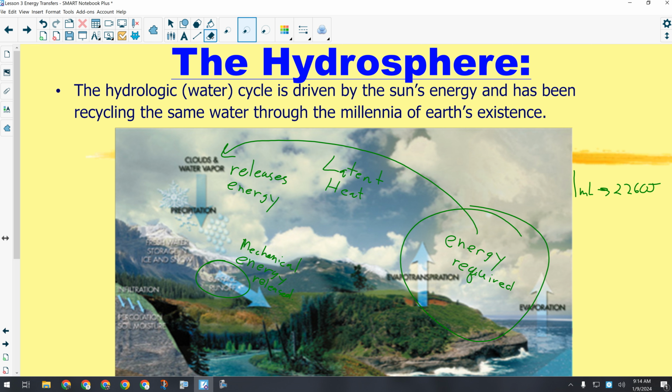All right? Making sense? All right, so you still need to know the parts of the water cycle. So you still need to know evaporation, evapotranspiration, condensation, precipitation, infiltration, that's water going into the ground, and surface runoff. Still need to know all of those parts.